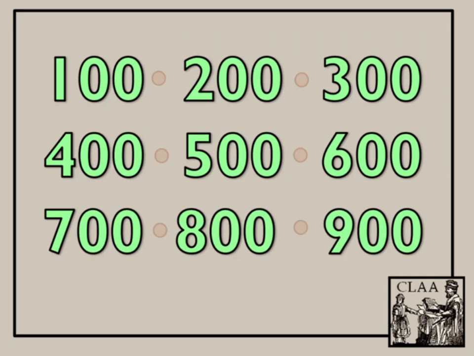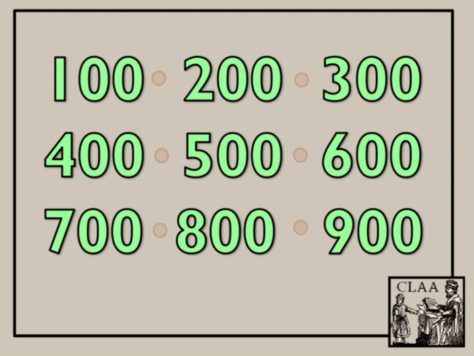Earlier, you learned to count units from 1 through 9. We learned 1, 2, 3, 4, 5, 6, 7, 8, 9. Then we learned about tens, and you learned to count by tens. 10, 20, 30, 40, 50, 60, 70, 80, 90. Now you can count by hundreds.